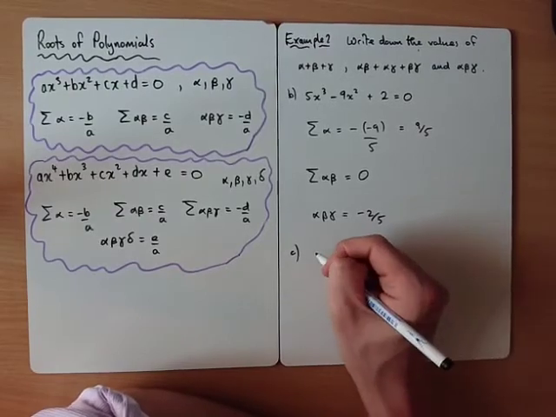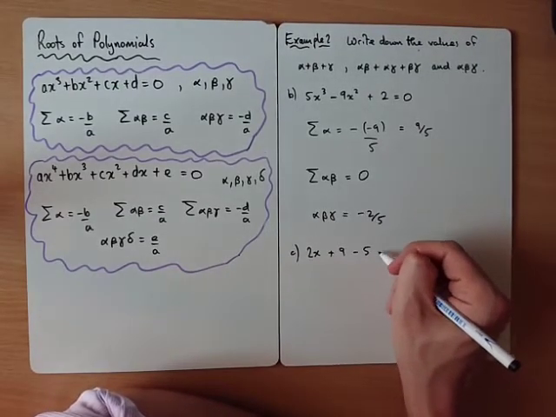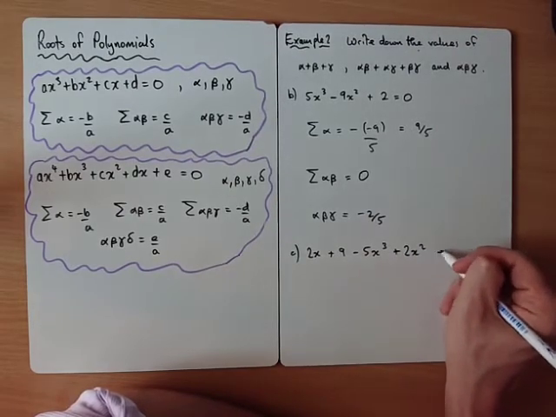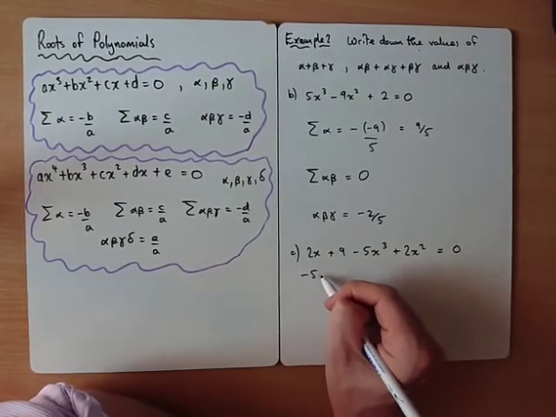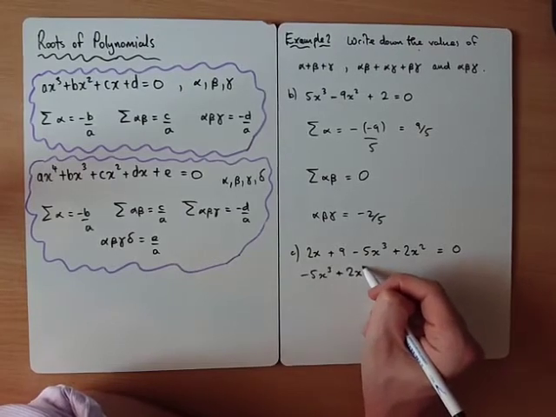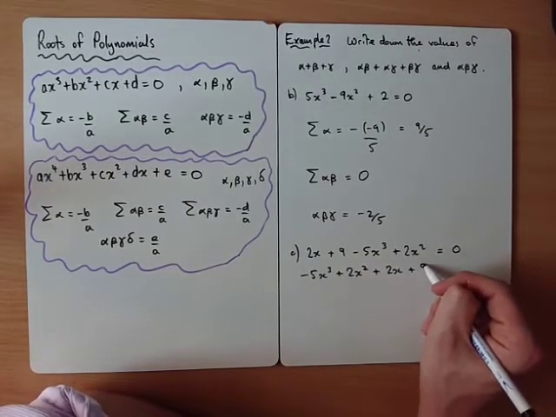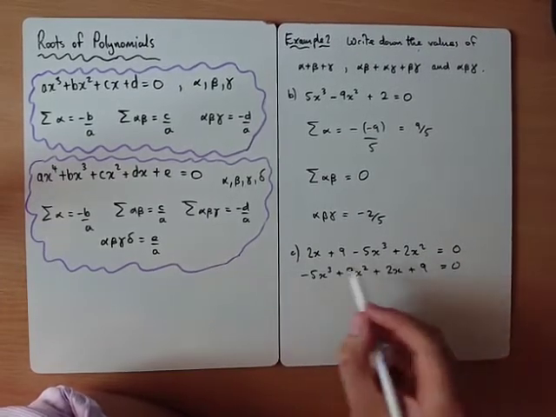One last one. Here we've got 2x plus 9 minus 5x cubed plus 2x squared. Just be really careful with this one. I think we should be fine, but obviously we want to think about it as these coefficients need to be in the right order. Not necessarily that you write it like this, just as long as you understand what A is, what B is, and what C is, and so on.